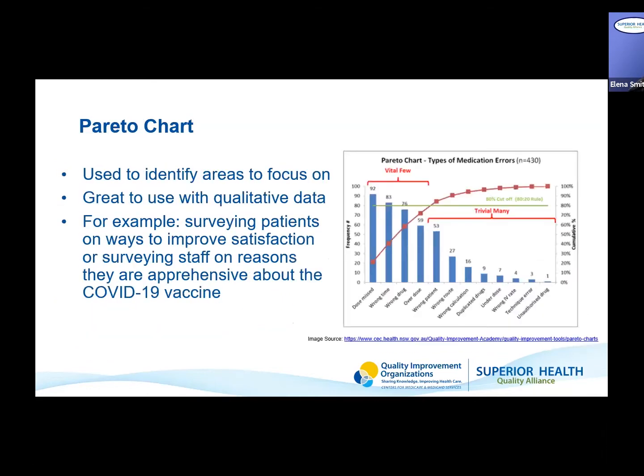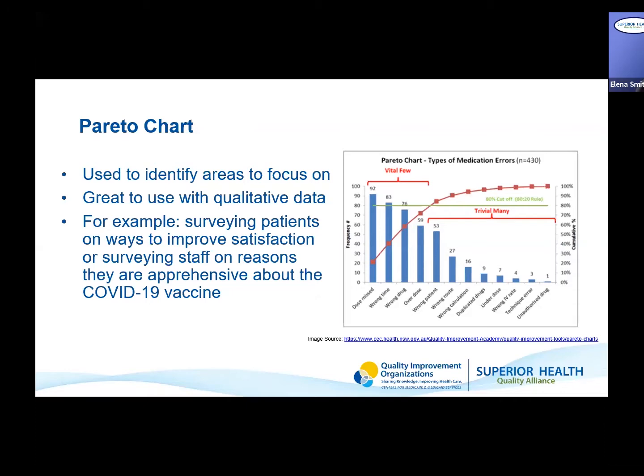As a reminder for the Pareto chart, this is used to identify areas to focus on. So this is great to use with qualitative data. So maybe you're going to survey patients on ways to improve satisfaction, and you'll get a bunch of different answers, and you want to focus on the one that was mentioned the most amount of those surveys. Or maybe you can survey staff on reasons they're apprehensive about the COVID-19 vaccine to really focus your education on what will impact the most amount of your staff.